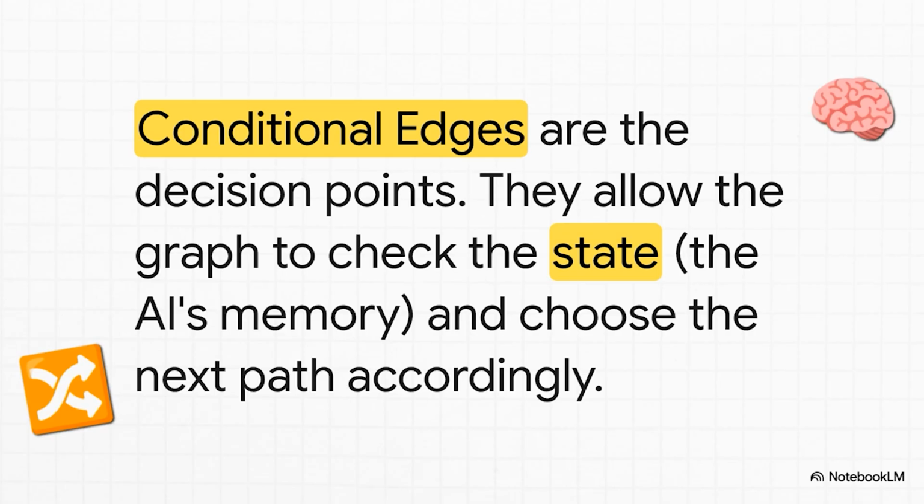Conditional edges. This is where the AI actually gets its brain. A conditional edge can look at the state, at that shared memory, and make a real decision. So if an email has the word urgent, this edge can route the whole workflow to the send alert node. This is how we go from a dumb chain to a truly intelligent agent.